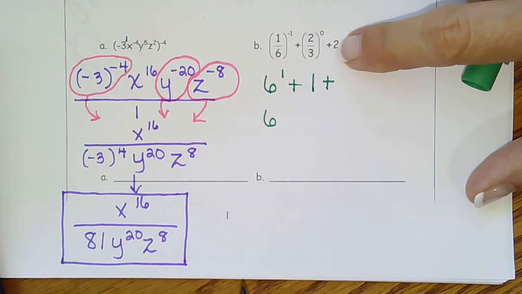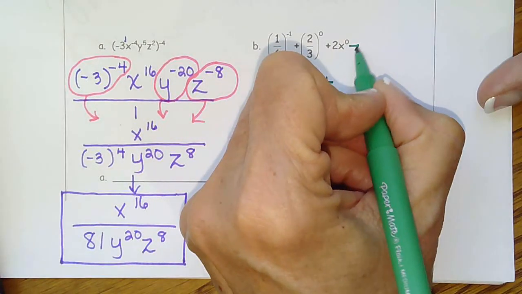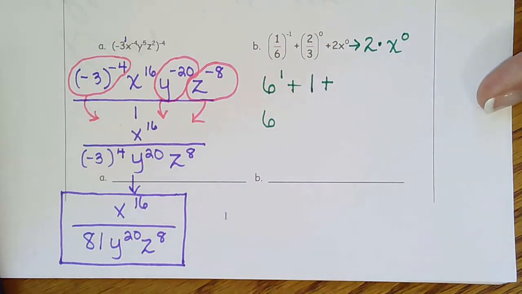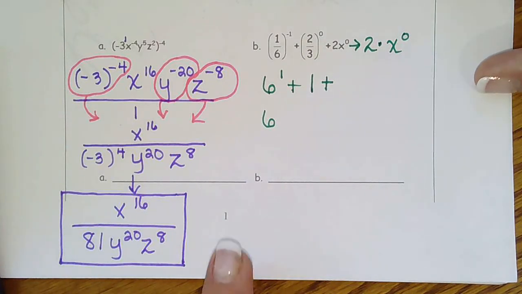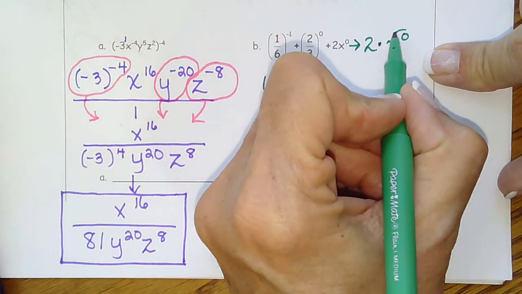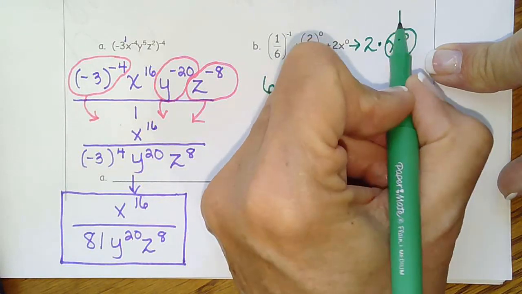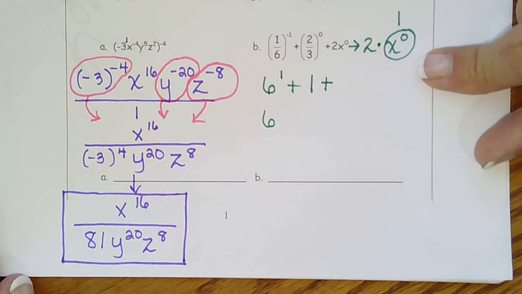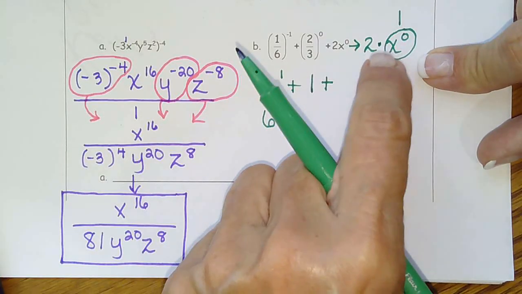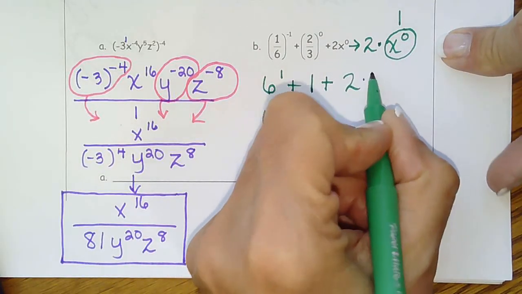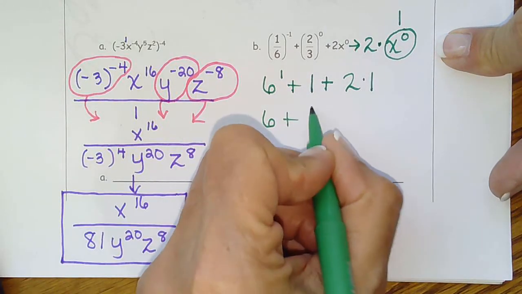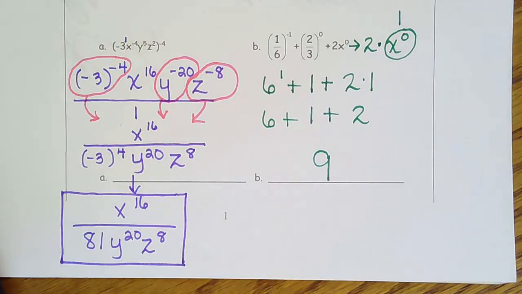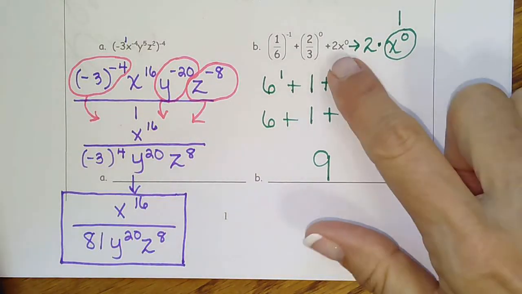Plus, now this one we did in class. We said think of this as 2 times x to the 0th, because that's really what it is. We just don't write the times sign. So this part is 1, as we just showed on the calculator. Anything to the 0th is 1. But the whole thing isn't 1 because it's 2 times 1, which is 2. So this will be 6 plus 1 plus 2, 9. Okay, so you have to be super careful with that.